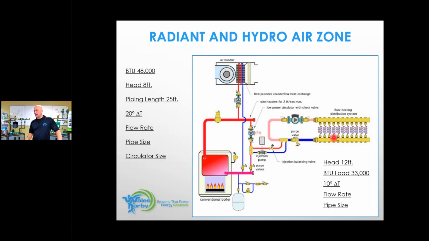And then out here in the radiant circuit, we give you the head drop of 12 feet for this radiant system. It is a 33,000 BTU slab. We're going to do a 10-degree delta T. I'd like to get the flow rate and the pipe size feeding this radiant manifold. If you have any questions for us, please ask. And I will make some changes to the board to get prepared for this scenario.